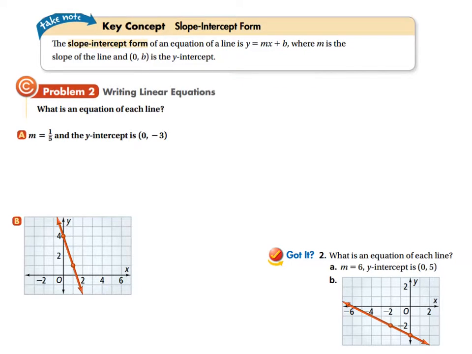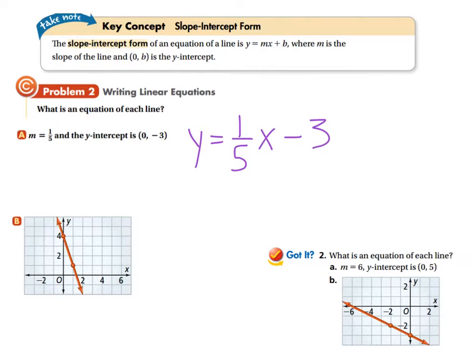So here we're going to practice writing linear equations. In the first example, if you are given 1/5 for the slope and the y-intercept of (0, -3), you're told absolutely everything you need in order to come up with the equation. So the slope m is 1/5, so 1/5 x. The y-intercept is -3, so -3, and then we get our equation. Once you have that slope and y-intercept, you can write the equation in slope-intercept form.